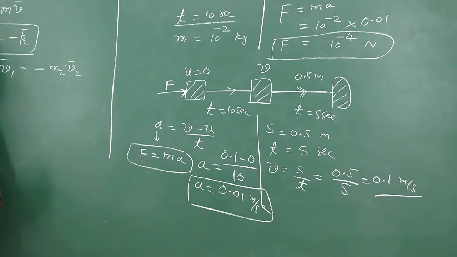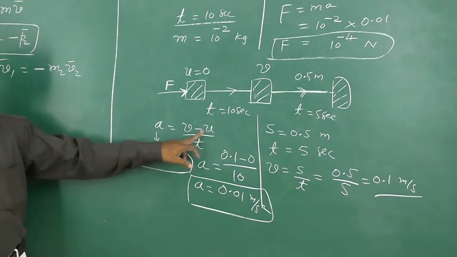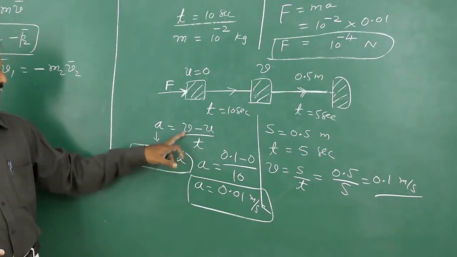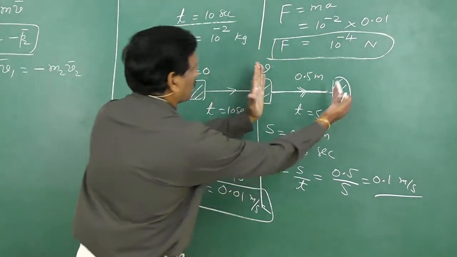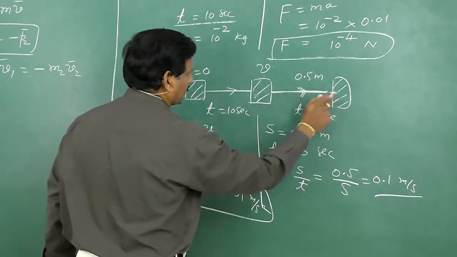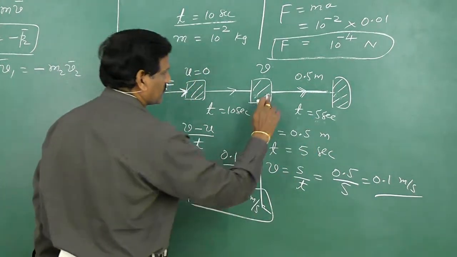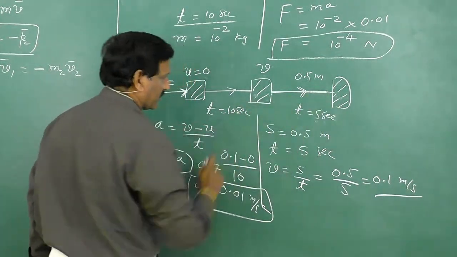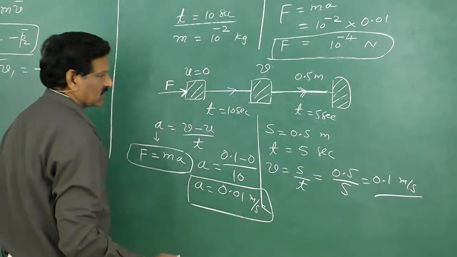So here, to find the force, F is equal to ma, you must know the acceleration. For acceleration, V minus U by T, you must know V, that is here V. For V, you take this data. Here distance travelled is 0.5, time of travel is 5 seconds. Since there is no force between these 2 points, no acceleration, it means velocity is uniform, constant velocity.